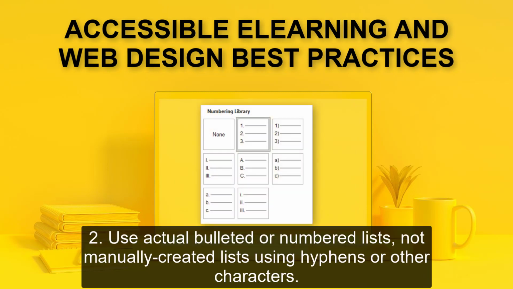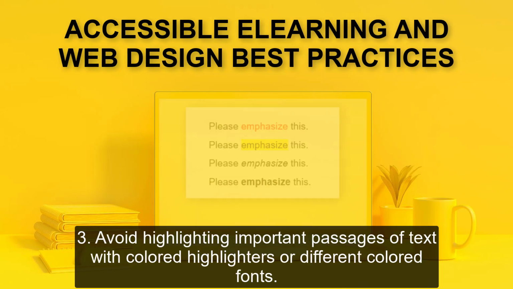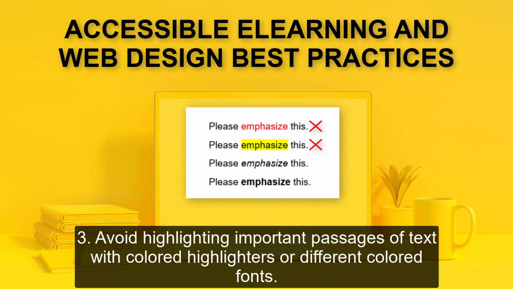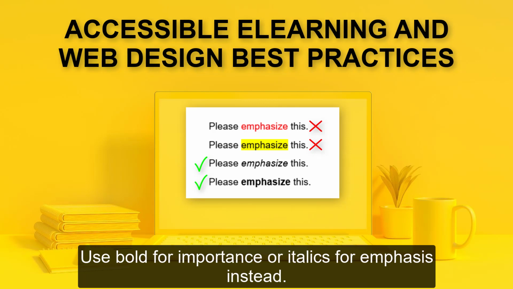2. Use actual bulleted or numbered list styles, not manually created lists using hyphens or other characters. 3. Avoid highlighting important passages of text with colored highlighters or different colored fonts. Use bold for importance or italics for emphasis instead.